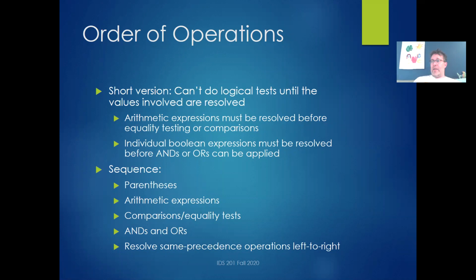For example, if you have a comparison, x is less than 3, well, you don't know if that's going to resolve to true or false until you know what x is and you do the comparison. Okay, so you got to do the math before you do equality testing or other comparisons. You have to resolve the individual Boolean expressions before you can apply ands and ors. So this is our whole big sequence. Parentheses first, arithmetic expressions second, right? We do the math first, then any comparisons, then ands and ors, and as always, same precedence operations are resolved left to right.